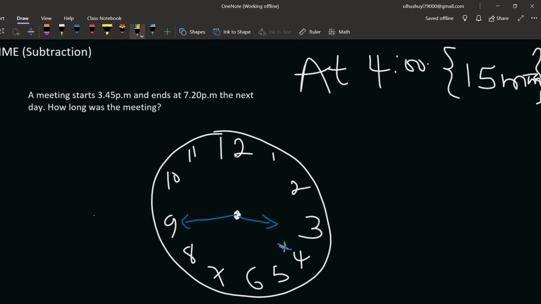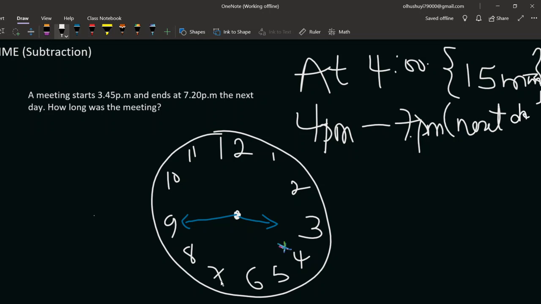Continue counting together to 7:20 p.m. of the next day. 8 hours, 9 hours, 10 hours, 11 hours, 12 hours, 13 hours, 14 hours, 15 hours. So 4 p.m. to 7 p.m. next day, that gave us 15 hours. Don't forget we're supposed to stop at 7:20. So at 7:20 that will be another 20 minutes.